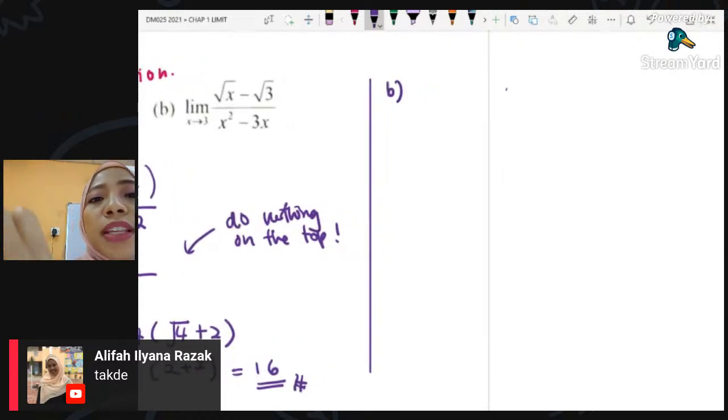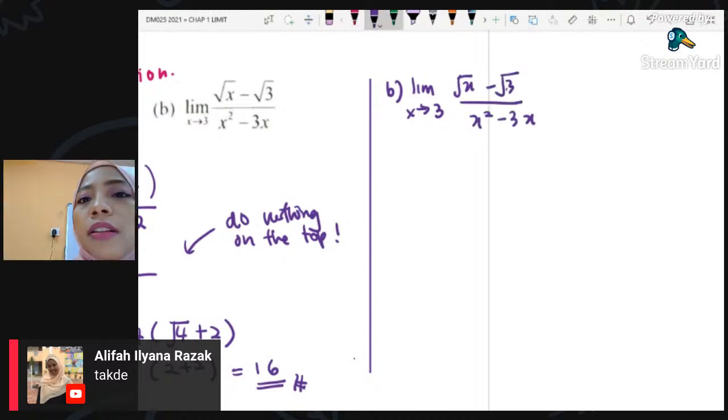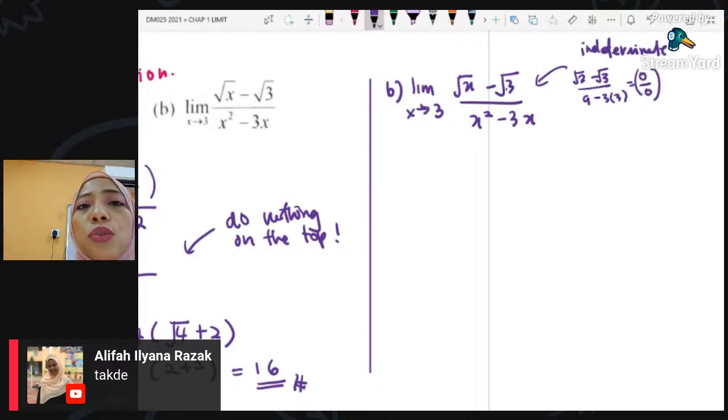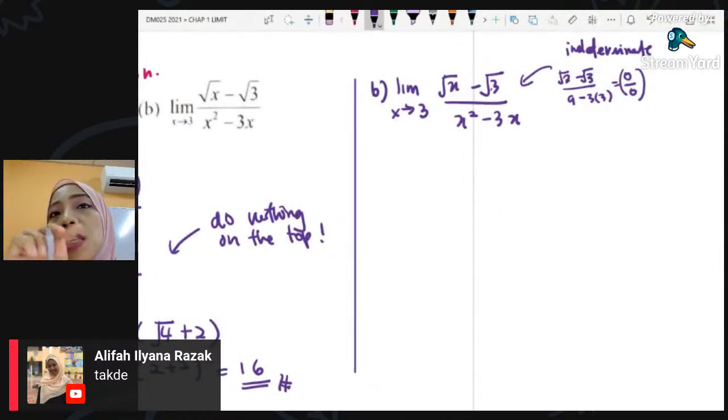Okay, so first you substitute the values first. Limit x approaching 3, x squared minus 3x. Okay, when you substitute, surd 3 minus surd 3 over 3 squared 9. 3 times 3, 9. So this is 0 over 0. So indeterminate form. So what you will do is conjugate with the function at the top pula. Dia tak sebenarnya atas ke tak sebenarnya bawah. Tengok function apa yang memerlukan.